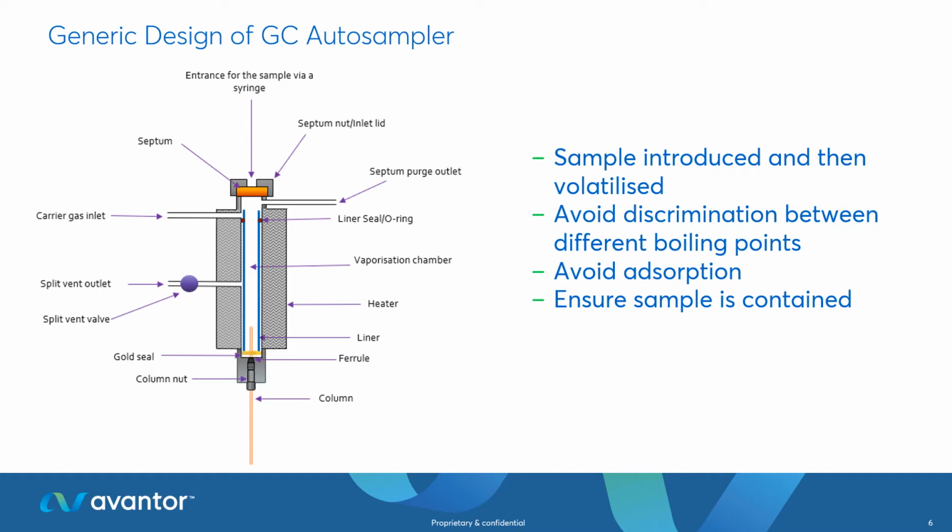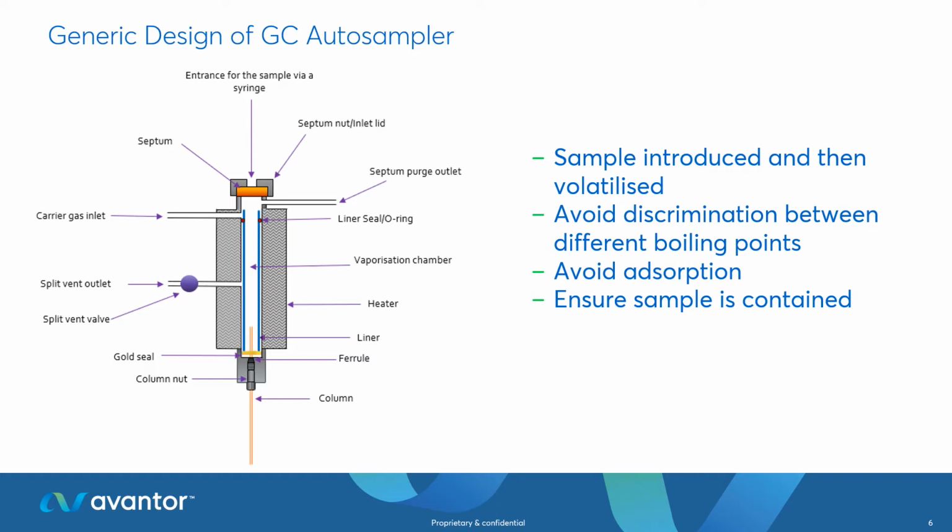When we then look further down, the vaporization chamber has a split vent outlet, and what this means is that we can effectively segregate the flow into a component that goes onto the column and a component that goes off to waste. So we have the split vent outlet, and the ratio between the flow going onto the column and the flow going out the split is referred to as the split ratio, and is important for ensuring that we get good sample transfer and we also don't overload the column.